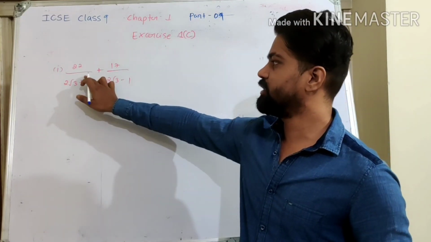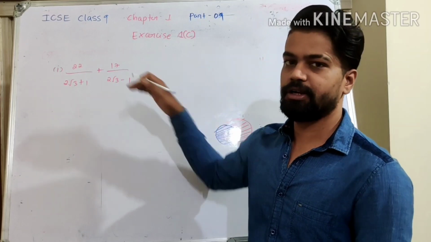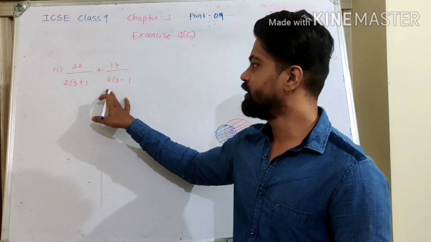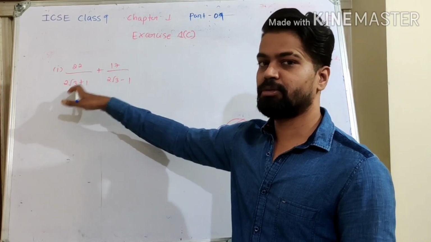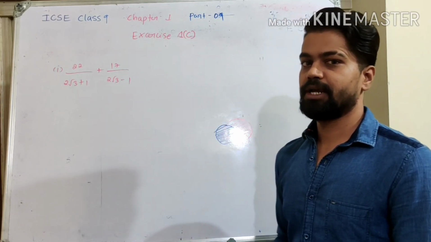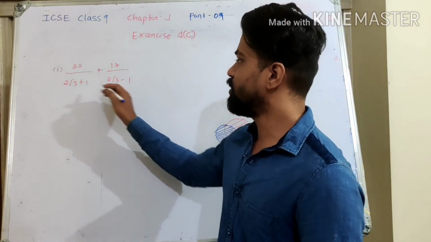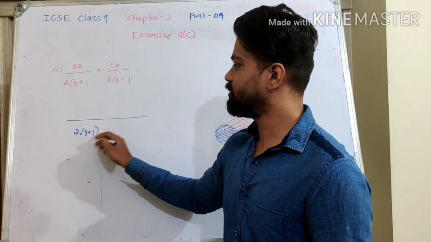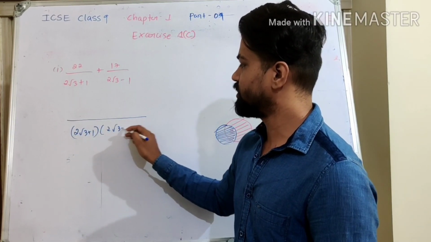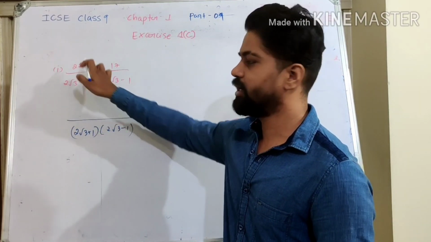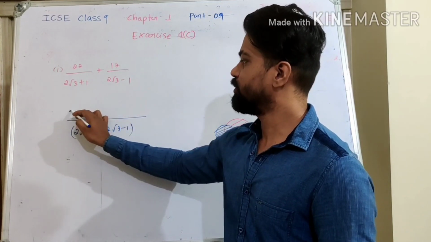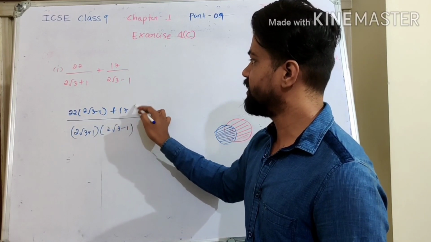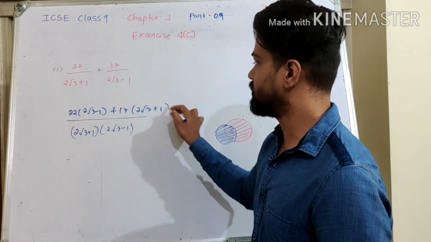We have to add these, and the denominators are different. So we need to take the LCM, or the product of the denominators, to make them common. If we do that, it is going to be multiplying anyway. That is the reason we don't have to rationalize the denominator separately. So we are going to take that LCM method, where we have 2 root 3 plus 1 and multiply with 2 root 3 minus 1. This will be multiplied to 22, and this will be multiplied to 17. So 22 into 2 root 3 minus 1 plus 17 into 2 root 3 plus 1.